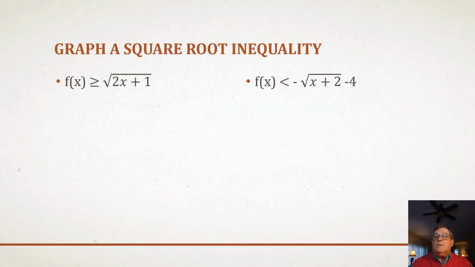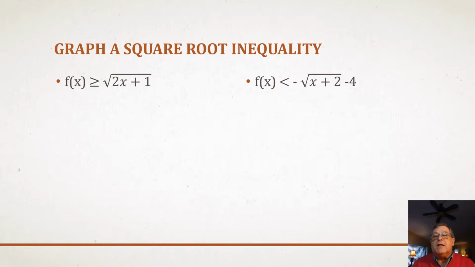Taking a look at square root inequalities, and just like what we worked with the other inequalities, we know that we're going to have a region for our solution set. And we also know that if we've got a less than or greater than inequality, our boundary line is going to be a solid line.